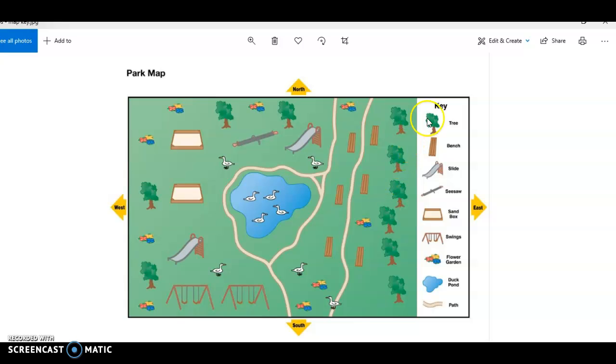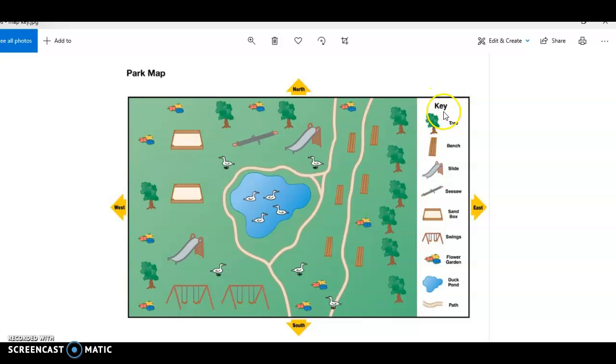What is a map key? Right over here where it says key. The map key is a part of the map that helps to explain what the symbols or colors on the map mean. This also can be called a legend.